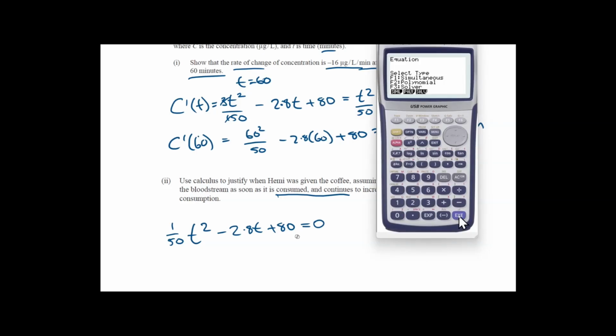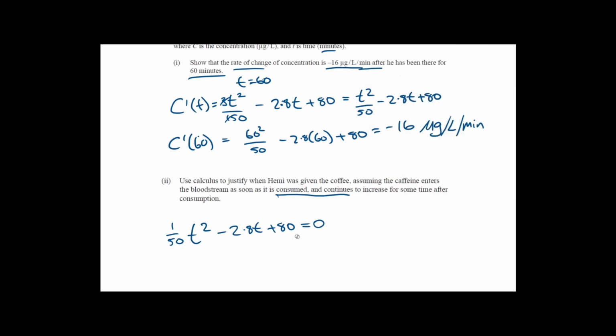Which is perfectly okay, you've done all the calculus. It's a polynomial solver, degree 2. So this is where that comes into play. Minus 2.8, 80, solve it, and we get 40 and 100. So t is at a peak or a minimum at 40 minutes and 100 minutes. We know it's going to be the 100, but let's test it out.